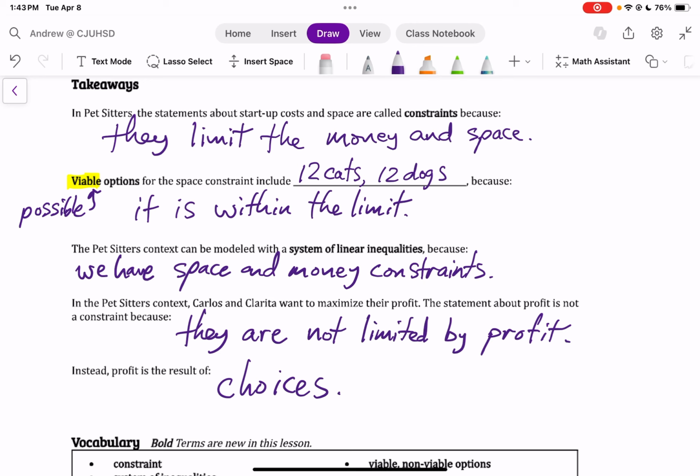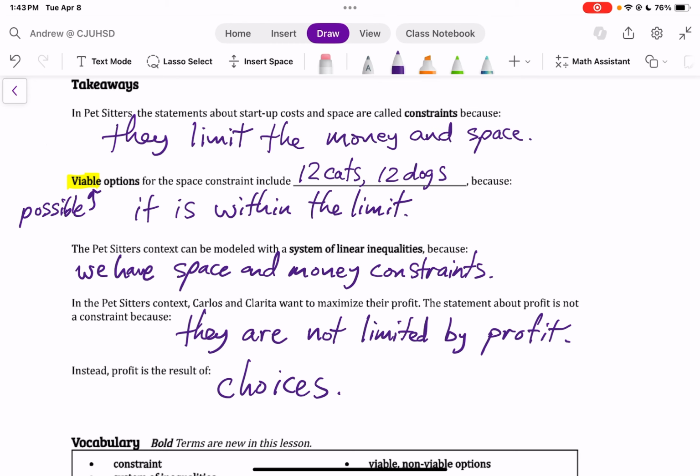In the pet sitter's context, Carlos and Clarita want to maximize their profit. The statement about profit is not a constraint because they're not limited by their profit. Instead, profit is the result of their choices. How many cat pens, how many dog pens do they build?